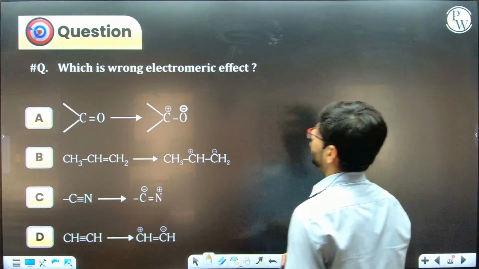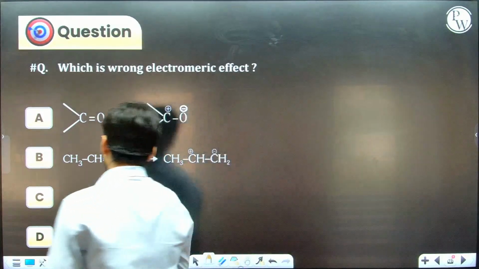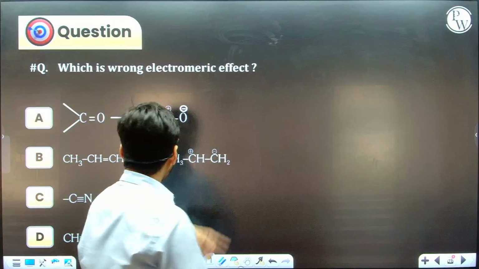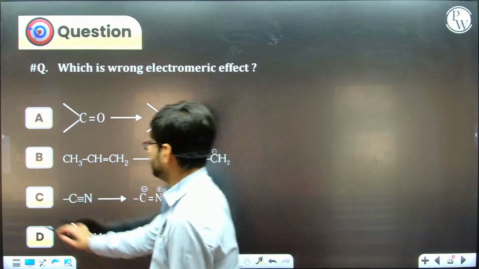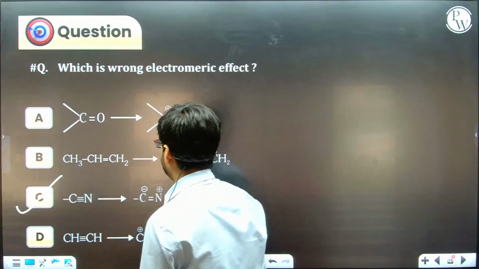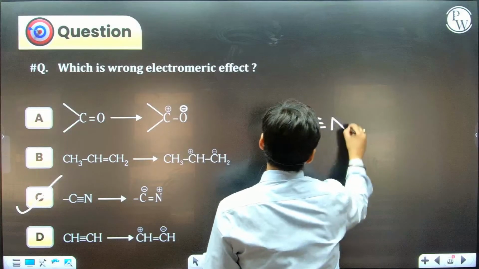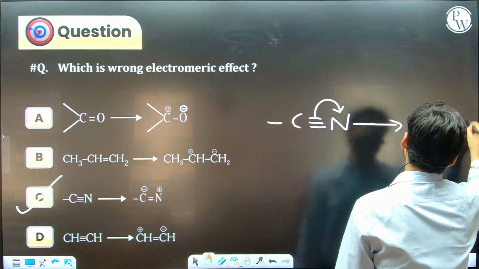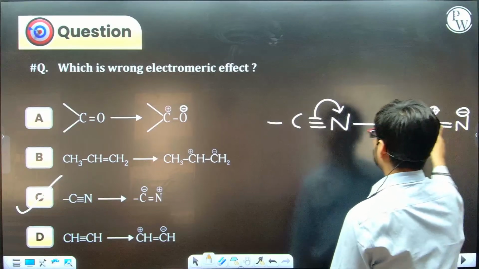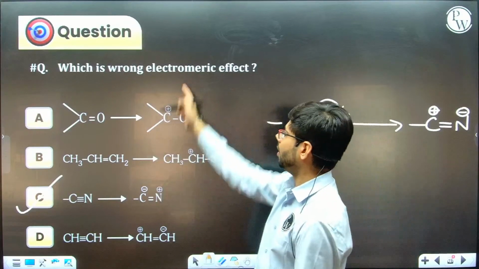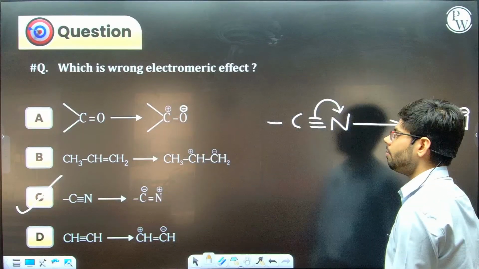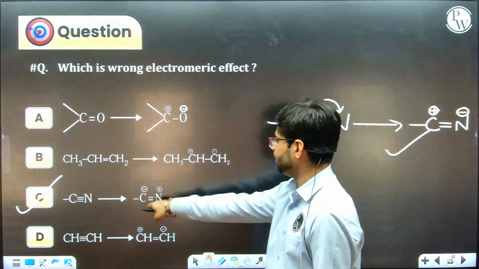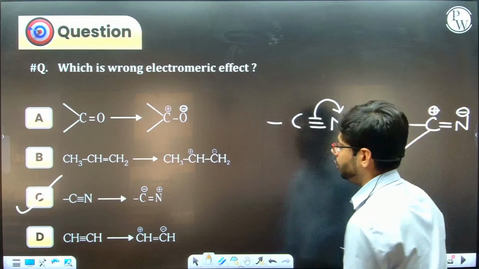Which is wrong electromagnetic effect. Wrong, okay. Now see, in electromagnetic effect, the pi bond shifts towards more electronegative atom. This is wrong because nitrogen is more electronegative than carbon. So this is how the shifting should have been shown. This is the correct electromagnetic effect. So this is wrong. They have asked which is wrong, so C is wrong. This is the correct one. Here negative charge is appearing on carbon, whereas negative charge should appear on nitrogen.